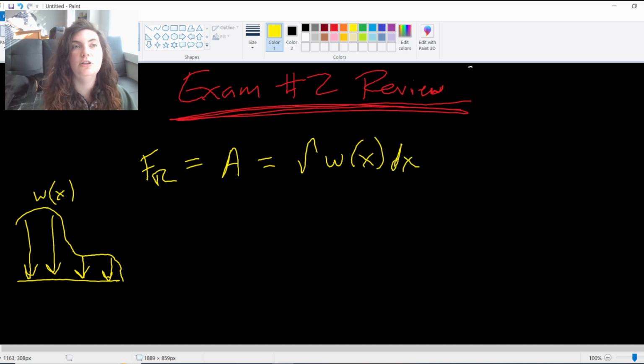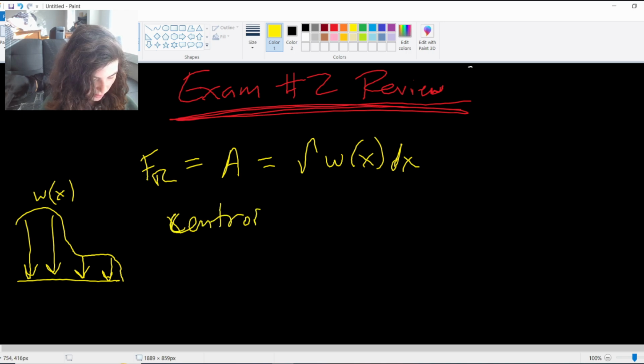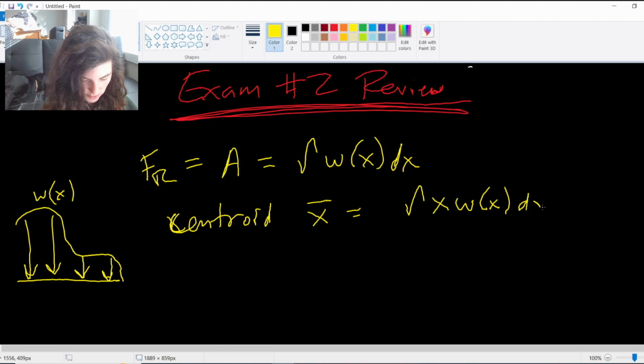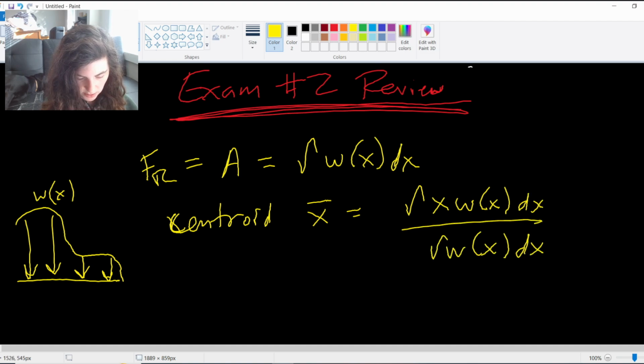Knowing that that's an integral, you are given this equation, but knowing how to do this integral, and more importantly, where it acts. So it acts at the centroid of the shape, which you're given via x bar, the integral of x w(x) dx over the integral of w(x) dx. So understanding how to use these two equations where appropriate.